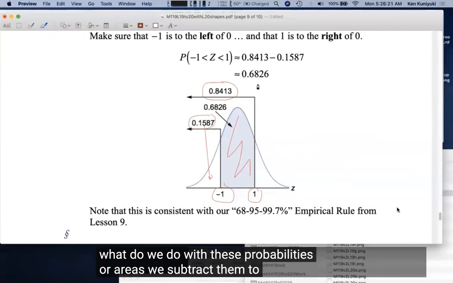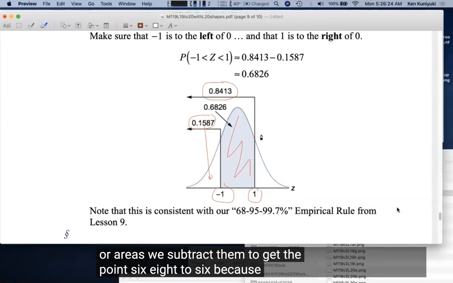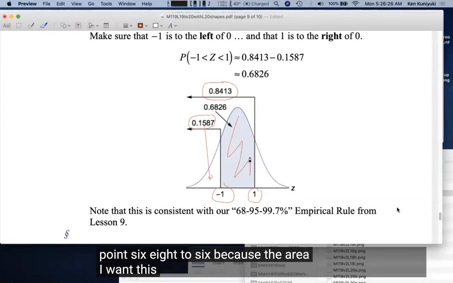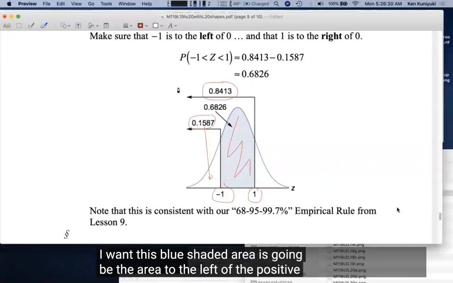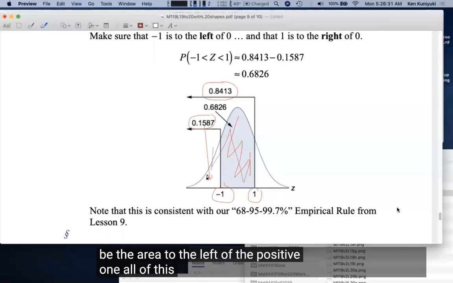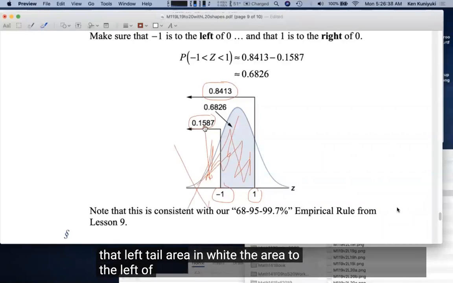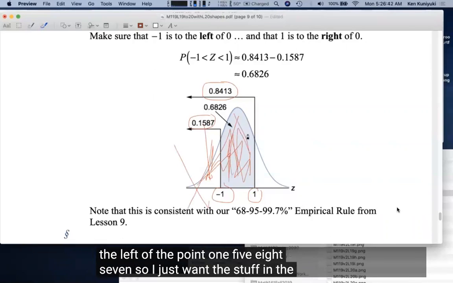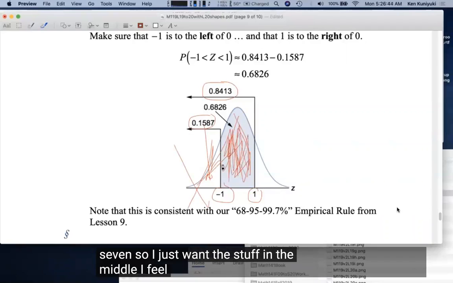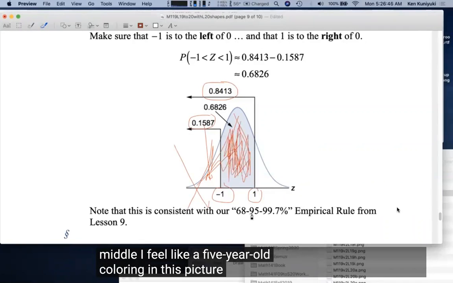We subtract them to get the 0.6826, because the area I want, this blue shaded area, is going to be the area to the left of the +1, all of this, but I want to subtract that left tail area in white, the area to the left of the -1, 0.1587. So I just want the stuff in the middle. I feel like a 5-year-old coloring in this picture.